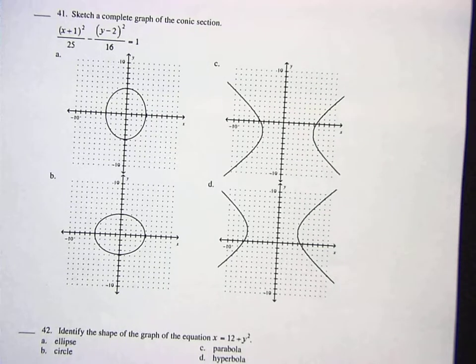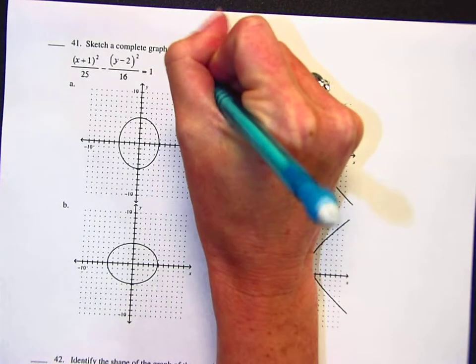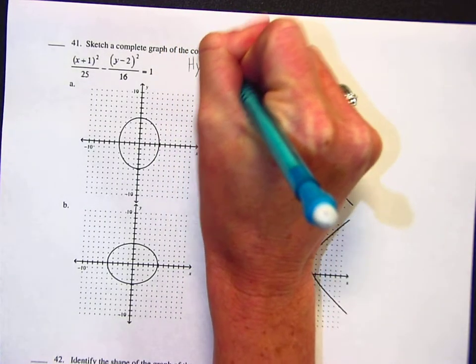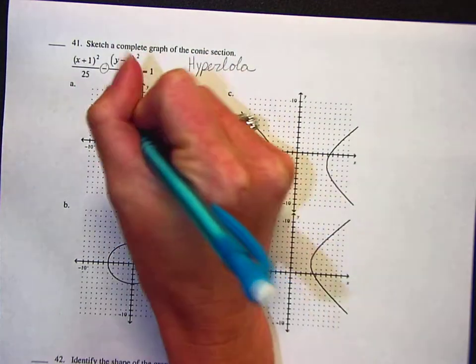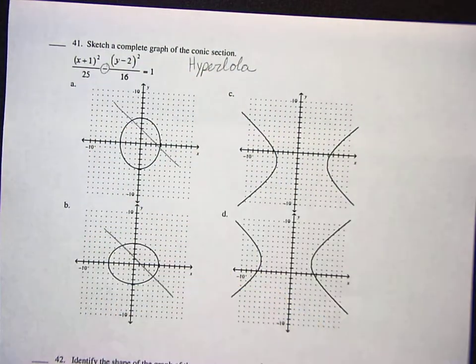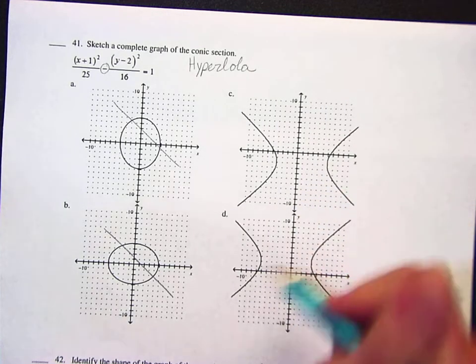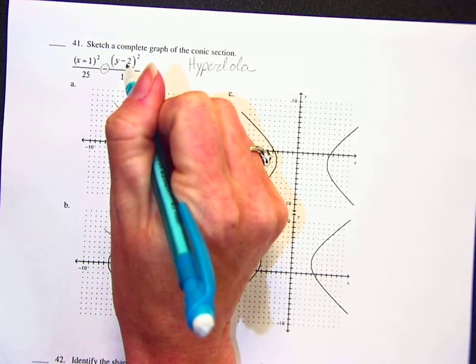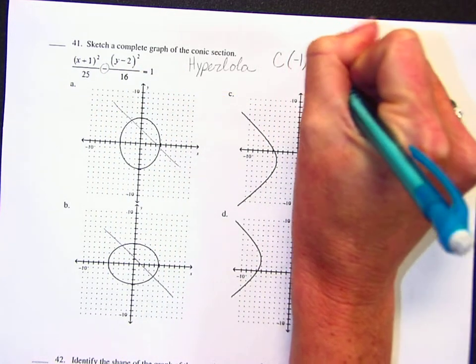Okay, number 41, we are trying to graph a conic section. I know that this one is a hyperbola. I know that because I've got the two fractions with the minus sign in between. So I can take off the two ellipses there. I know it's going to be one of the two hyperbolas over here. The other thing I can look at on this one is that I've got a center point at -1, 2.